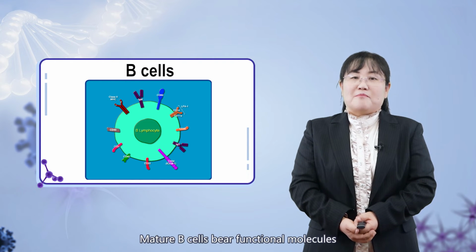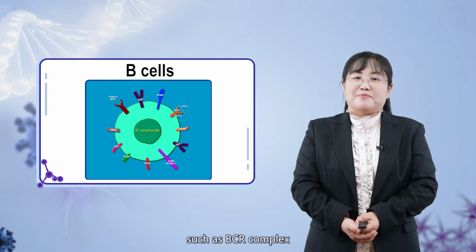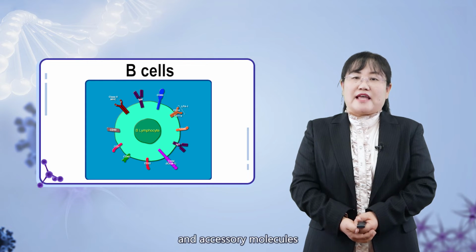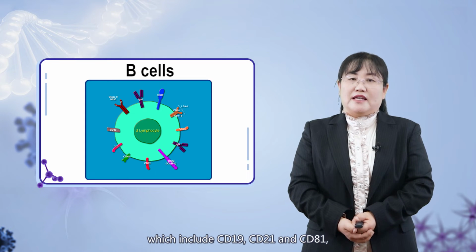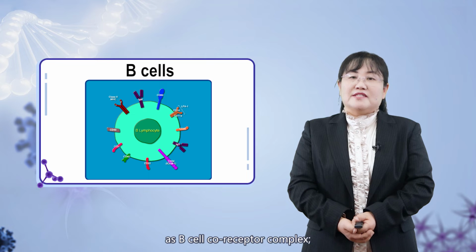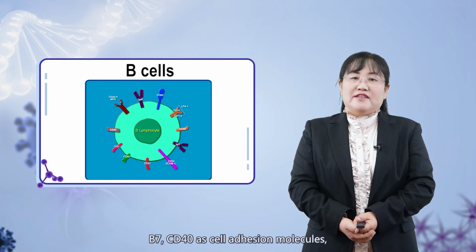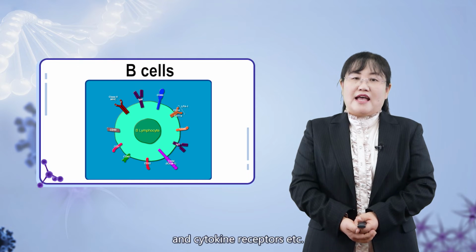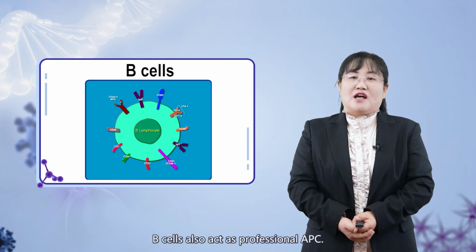Mature B cells bear functional molecules on their surface, such as BCR complex and accessory molecules, which include CD19, CD21, and CD81, as the B cell co-receptor complex, B7, CD40, and cell adhesion molecules, and cytokine receptors, etc. B cells also act as professional APC.